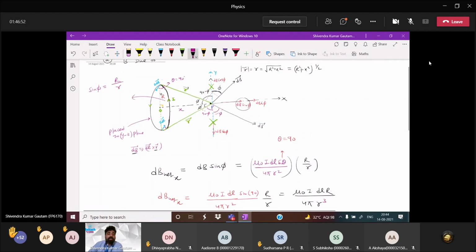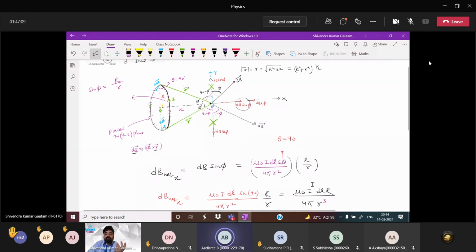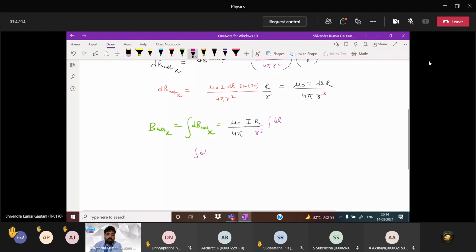Now, due to one element we calculated this much magnetic field. Like this ideal element, if you break the wire into infinite parts and add all the dl, what will you get in total? What is the integration of dl? L. What is the length of the circular wire? 2 pi R. So here the integral dl is nothing but L, which is equal to 2 pi R. If you substitute here, you will get the net magnetic field in the x direction equal to mu naught I R into the integral dl value.